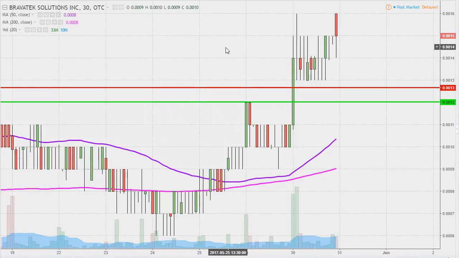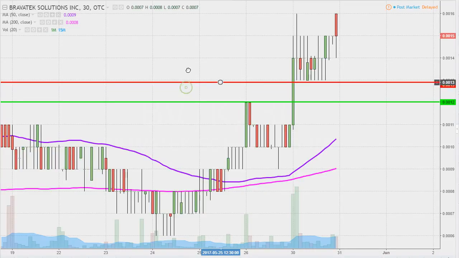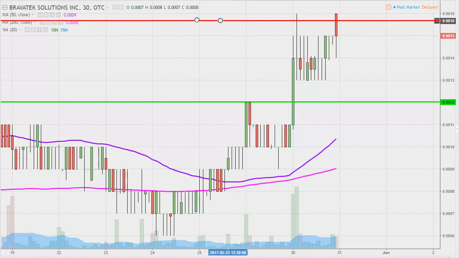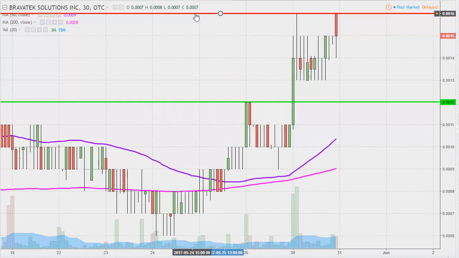Now, on the flip side of things, what about levels of resistance? At this point, it's all about 0016. You can see on two different occasions the bulls tried to fight up through there, but there and there, the bears did smack it back down. So that'll be public enemy number one going into tomorrow.